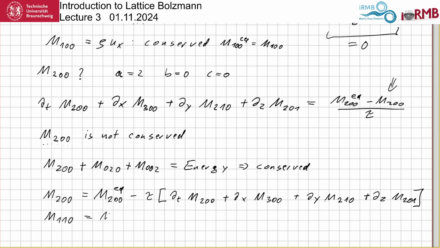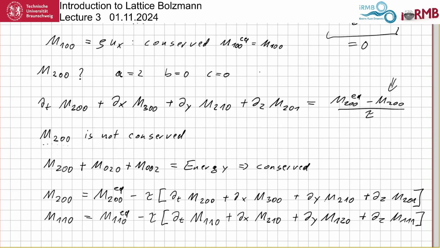So we need M110. You look at the above equation, it's of course then M110 equilibrium minus tau, and here comes the equation for it from the countable moments. So it's again the time derivative of M110, then here comes dx, and obviously we are now counting the x component one up. This is M210, plus dy M120, plus dz M111, right? So everybody got this already, right?